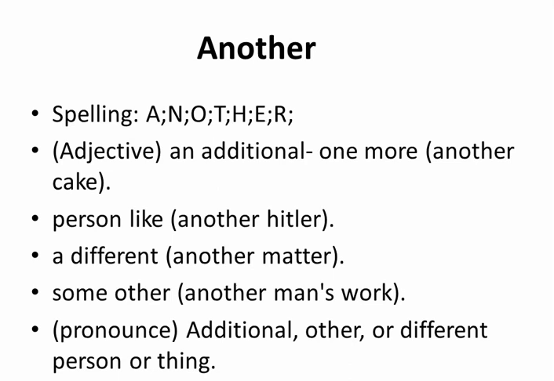Another. Spelling, A, N, O, T, H, E, R. Adjective, an additional one, one more, another cake. A person like, another Hitler. A different, another matter. Some other, another man's work. Pronoun, additional, other, or different person or thing. Earlier an other.